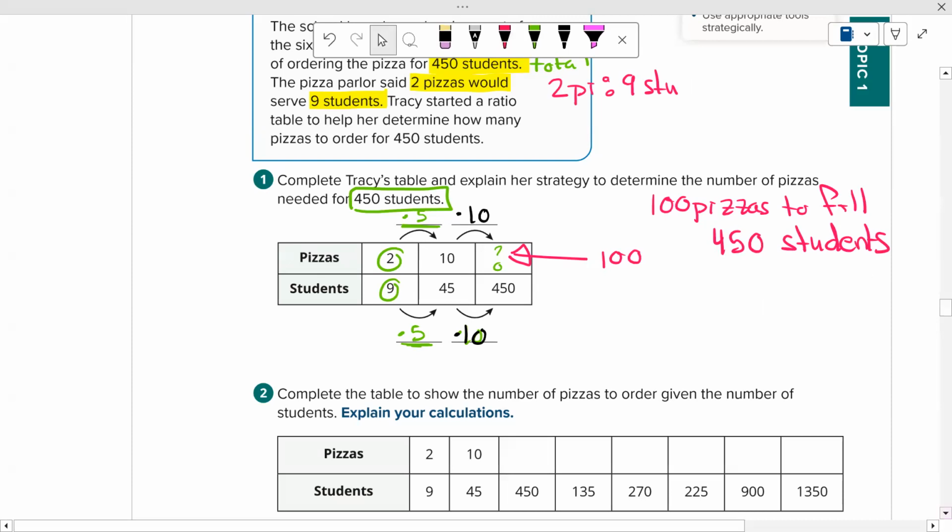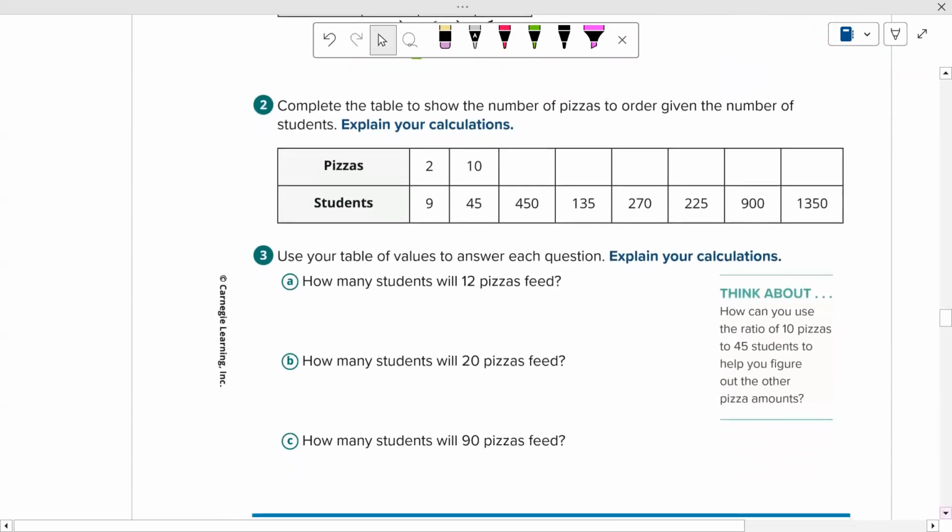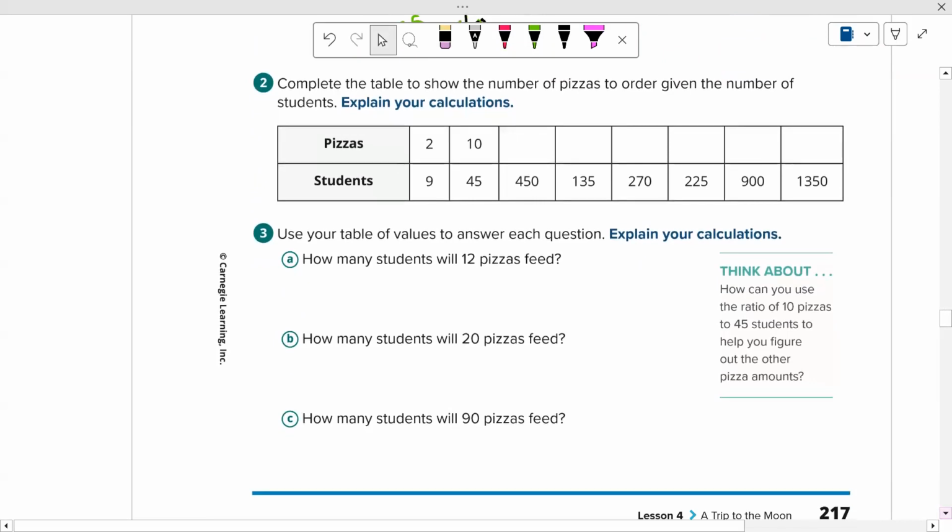All right, we're going to go to number 2. Number 2 says, complete the table to show the number of pizzas to order for the given number of students. Now I want you to pause the video and complete this table on your own and try to answer number 2 and 3 without me doing anything yet. I'll give you a little bit of practice. I want you to try that out yourself. So please take the chance to pause the video now and try to work it on your own.